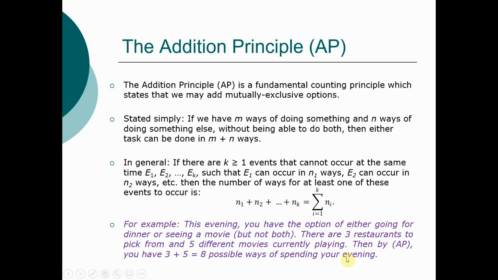So this is like the example I just gave you. Let's see this again. Let's say you have the option of either going for dinner or seeing a movie, but not both. There are 3 restaurants to pick from and 5 different movies currently playing. Then by the addition principle, you have 8 different ways of spending your evening.